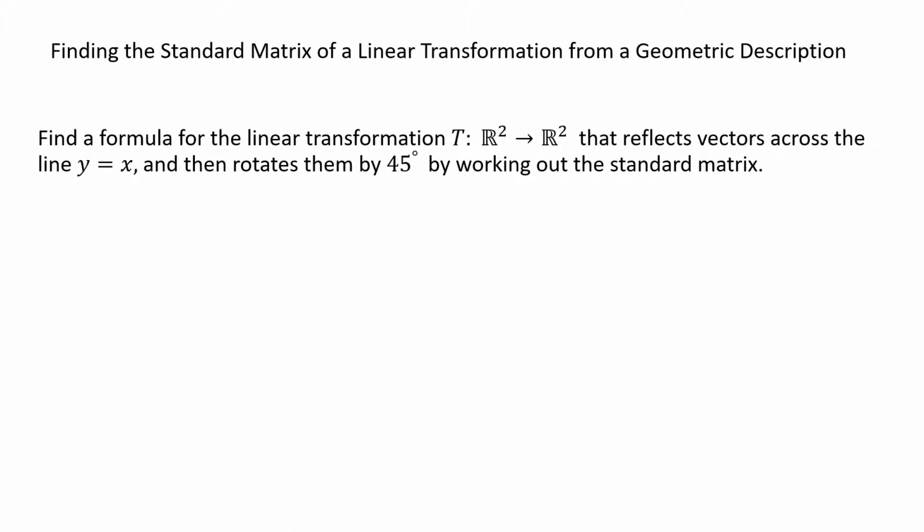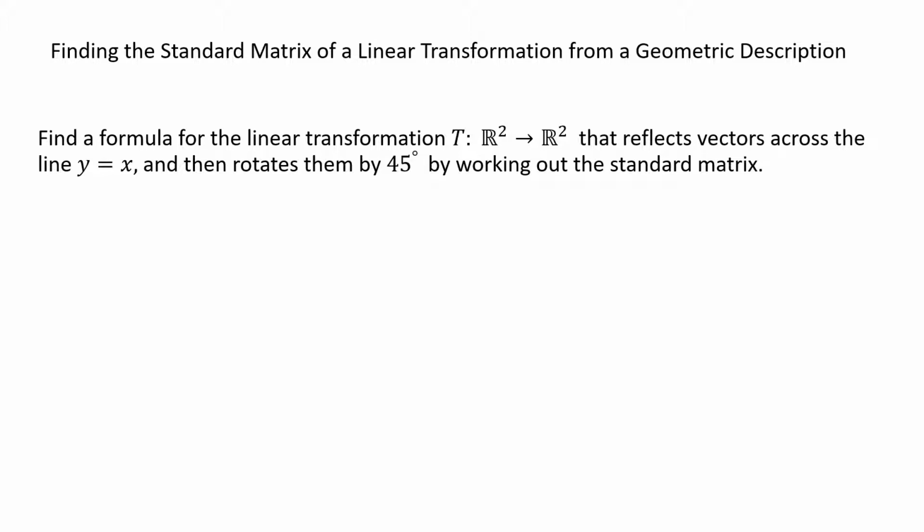If all that we know about our linear transformation is what it geometrically does, this might seem hard to write down a formula. Luckily for us, if we set out to find the standard matrix for our transformation, all we need to know is what happens to our standard basis. So for example, here, if we're looking at a linear transformation from R2 to R2, we only need to worry about what happens to just 2 vectors.